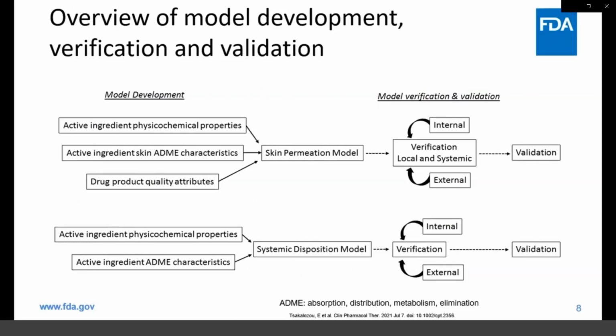An overview of model development, verification, and validation processes is presented in the slide. The dermal PBPK model is composed of a skin permeation model and a systemic disposition model. Both of these contain information on the physicochemical properties as well as the absorption, distribution, metabolism, and excretion characteristics of the active ingredient. The skin permeation model also contains information on the drug product quality attributes. Both of these models, skin permeation as well as systemic disposition model, are verified and validated before being considered fit for purpose.